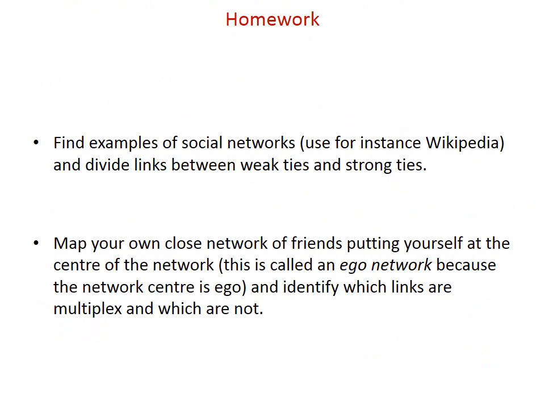The homework for this lecture involves two exercises. First, find examples of social networks. Use Wikipedia or Google or whatever, or you may also use the networks we used as examples in the introduction part 1, and divide the links between the two groups of weak ties and strong ties. Second, try to map your own network of friends and put yourself at the center of the network. This is called an ego network. And then identify which links are characterized by multiplexity and which are not.